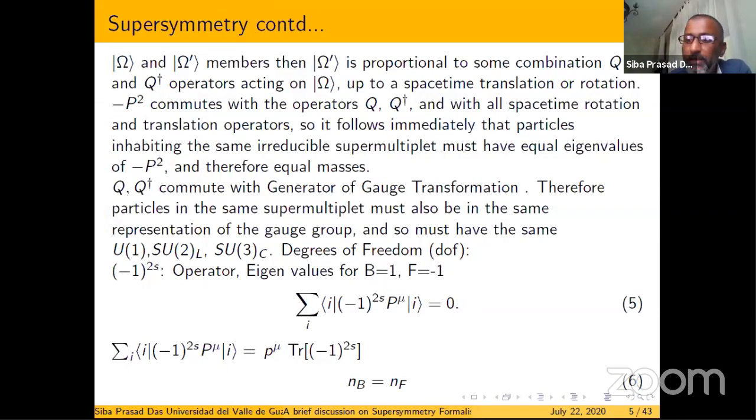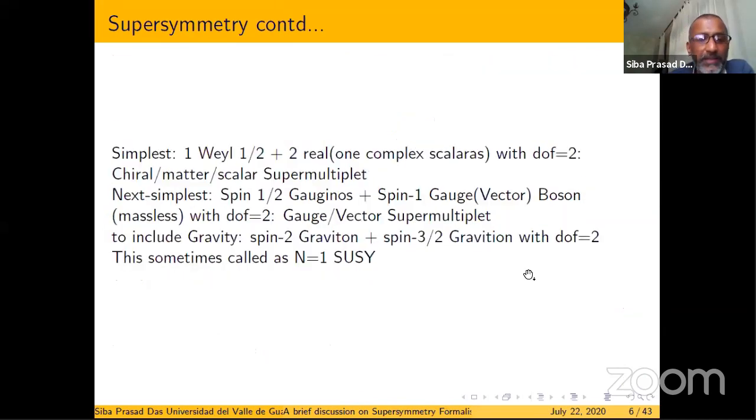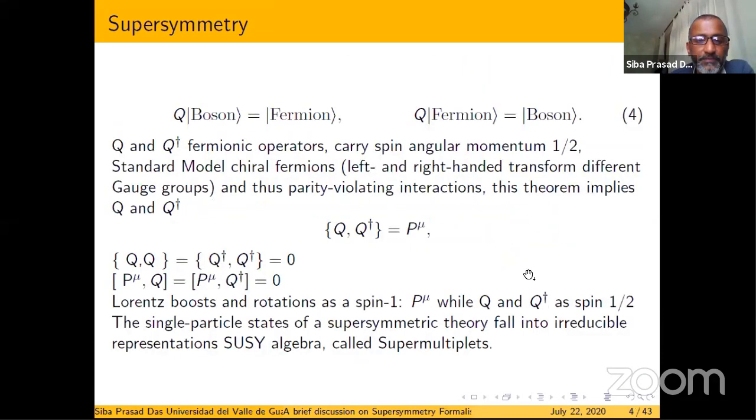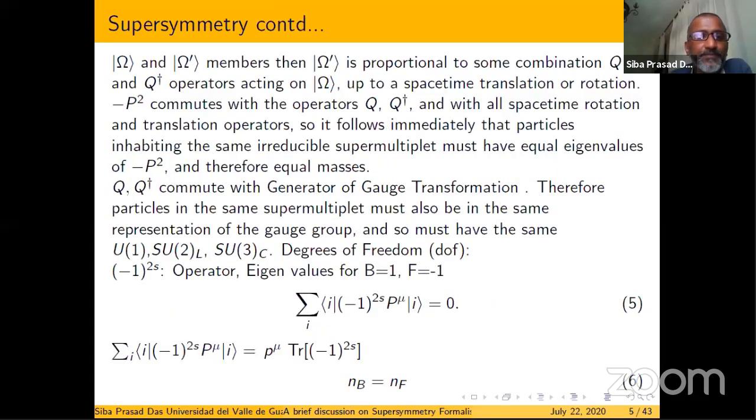Lorentz boosts and rotations, as well as P_mu, are spin 1, while Q and Q dagger are spin one half. These single-particle states of a supersymmetric theory fall into an irreducible representation of the supersymmetry algebra, and this is called a supermultiplet. I will come back to this point again.